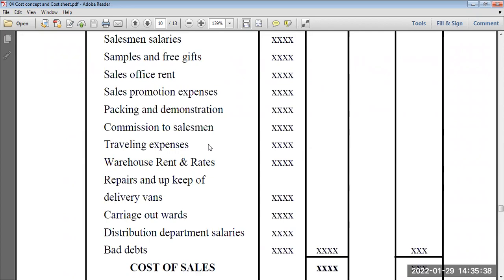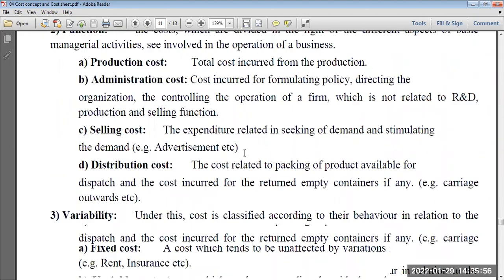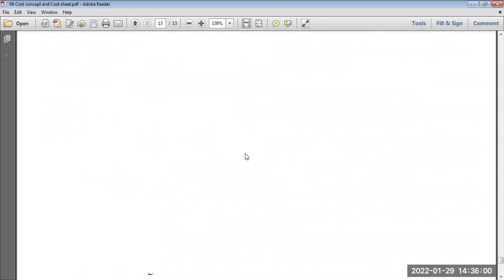Direct material, direct labor, direct expense put together is called prime cost. Prime cost plus factory overheads, then admin overheads, then selling overhead. Any doubt in this statement of cost? This is called statement of cost or cost sheet.